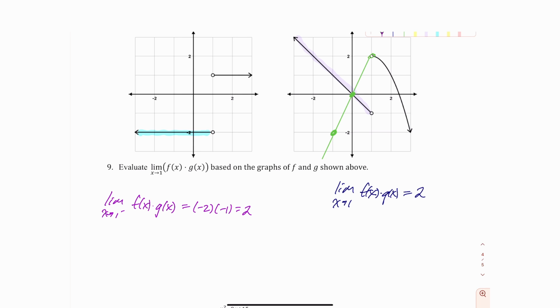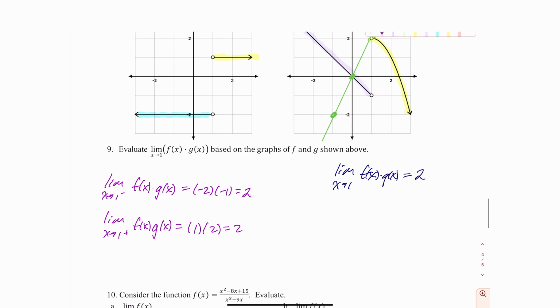So the limit as x approaches 1 from the left of f of x times g of x is 2. And then we can do it again. The limit as x approaches 1 from the right of f of x times g of x. If I approach 1 from the right, I get 2. Just 2. So here we can combine these into this.